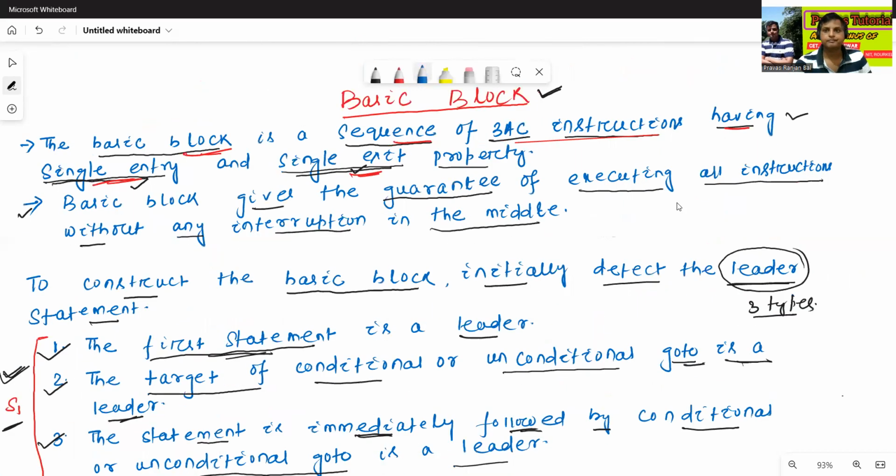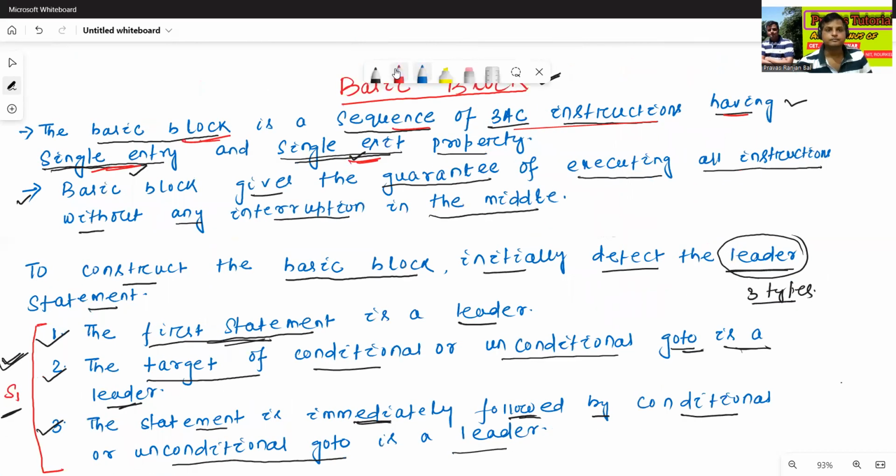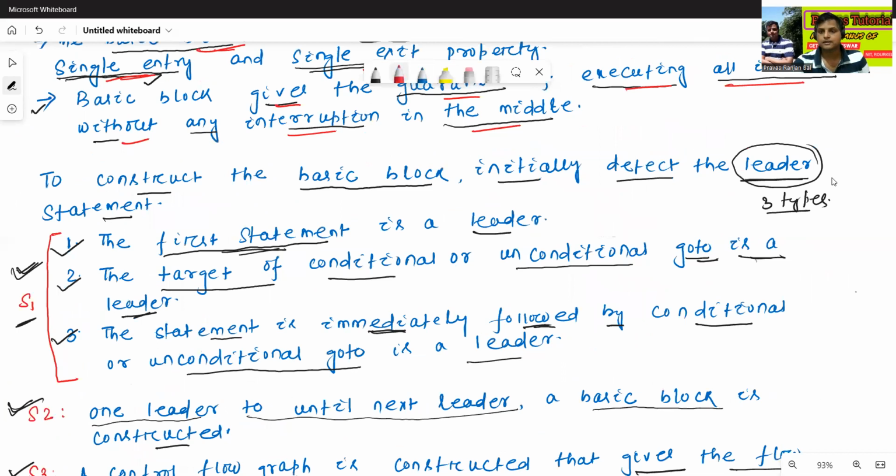Let's see. What is the second definition? A basic block gives the guarantee of executing all instructions without any interruption in the middle. Yeah, of course. That means C.